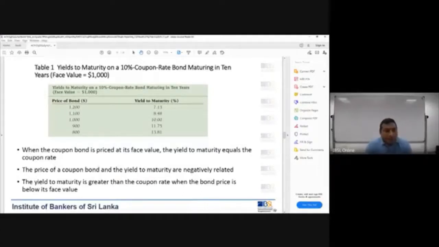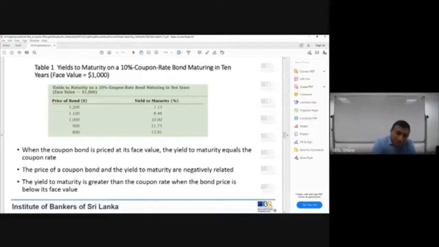Okay. So the other way around, the same thing you can say is when the yield to maturity is lower than the coupon rate. This is greater than. You can write it as lower than the coupon rate. Then the bond price is higher than the face value. That's what you are seeing here, above 1,000.